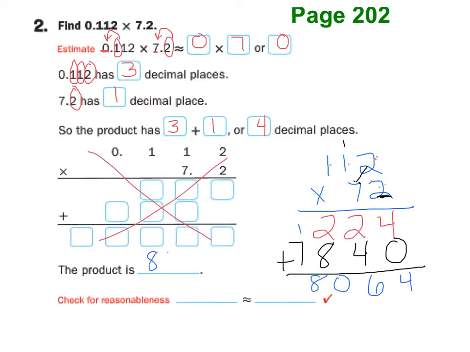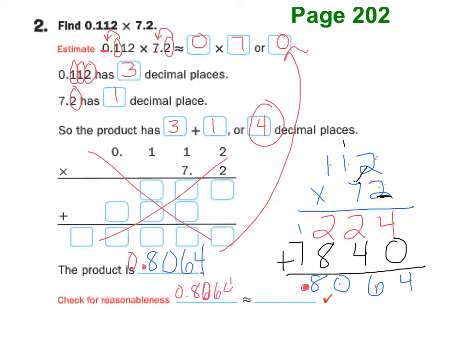So I'm going to have the digits 8064 in my answer, and I have to go back. I had 4 total decimal places. So I have 1, 2, 3, 4. I'll add the decimal right out here in front and add a 0 to protect it. And 8,064 ten-thousandths is a very small number, which then matches up with my estimate of 0. So 0.8064 is approximately 0. So this is a reasonable answer.